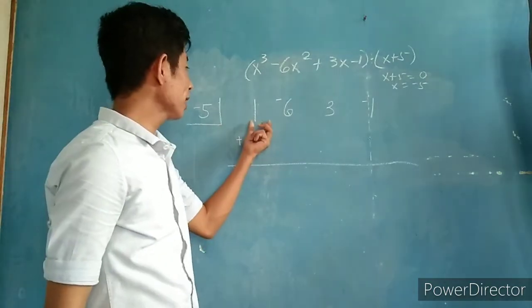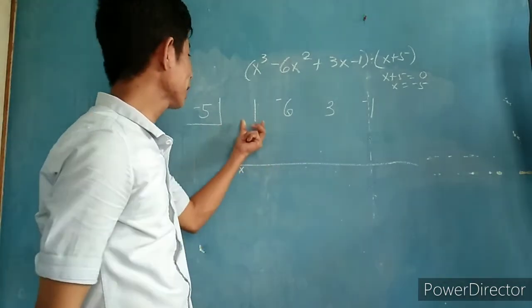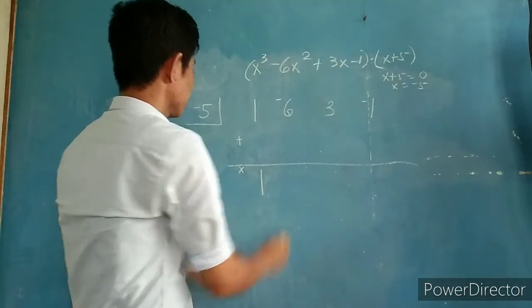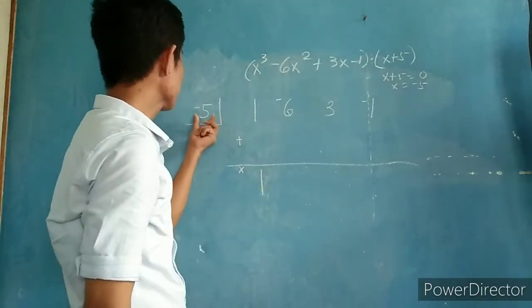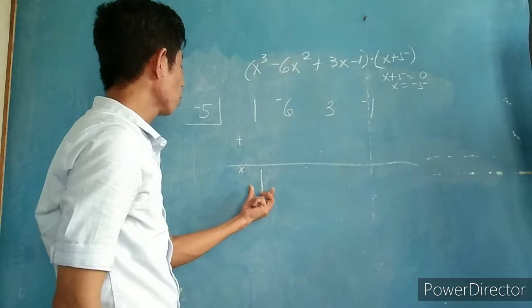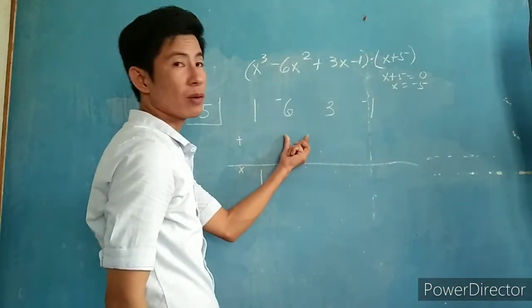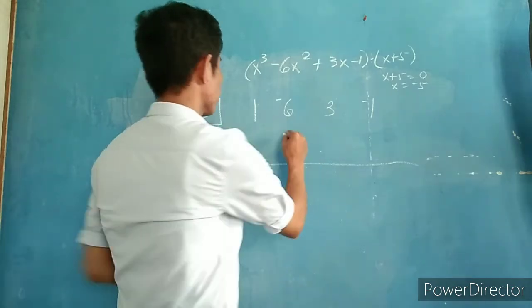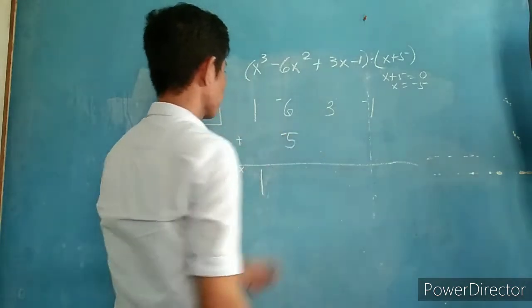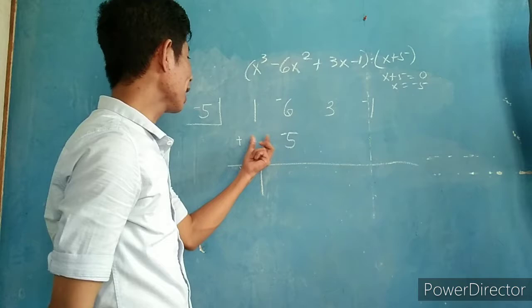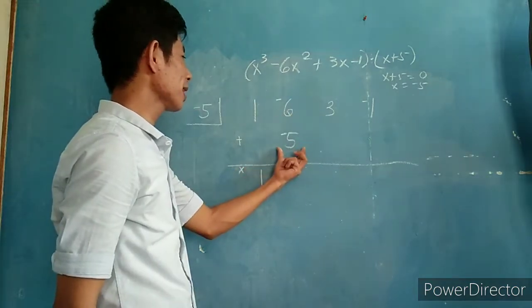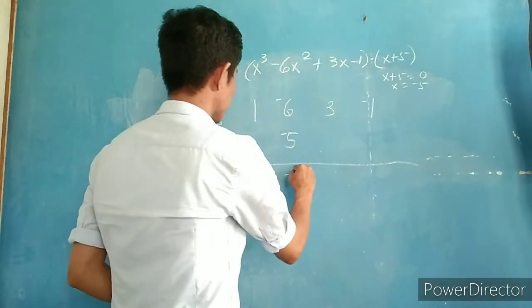The next step is to bring down the first number. Bring down 1, and multiply this by the test zero, which is negative 5. 1 times negative 5 is negative 5. We will write our answer in the next column: negative 5. And then add. Negative 6 plus negative 5 is negative 11.